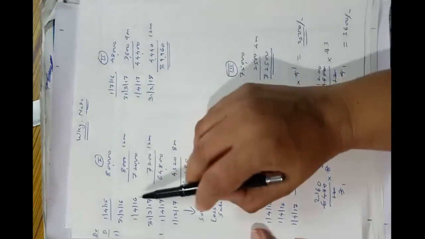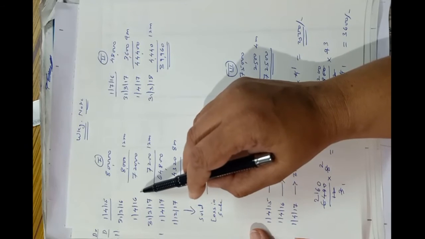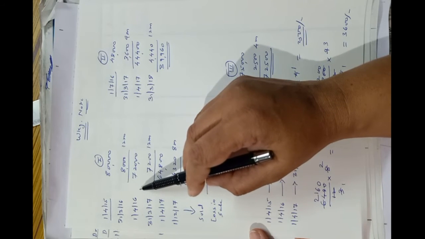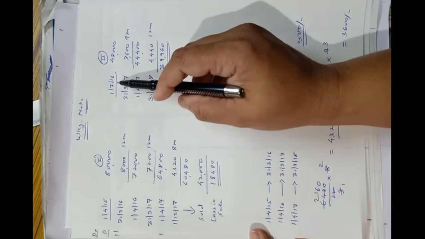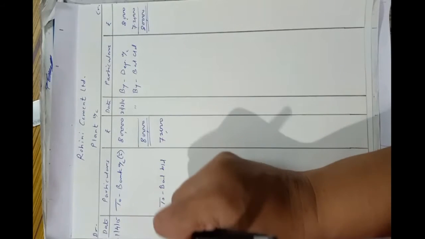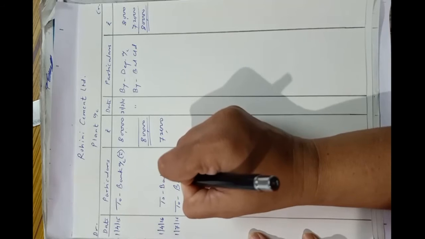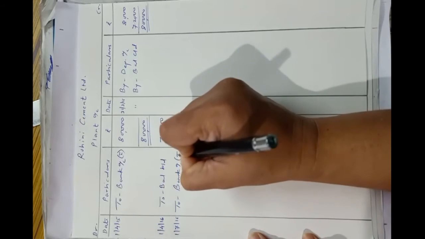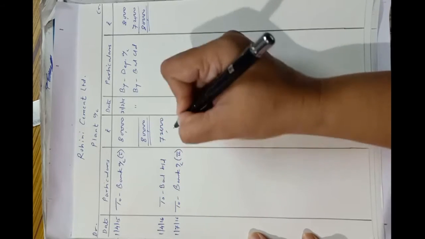Now, the year started on April 16. April, May, June, July, August. On 1st July 16 they have purchased the second machinery. So on 1st July 16, to bank account, second machinery purchased for rupees 48,000.